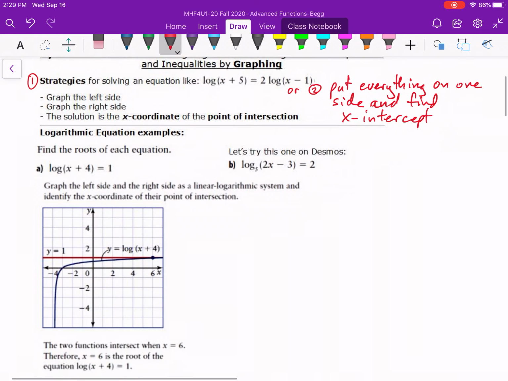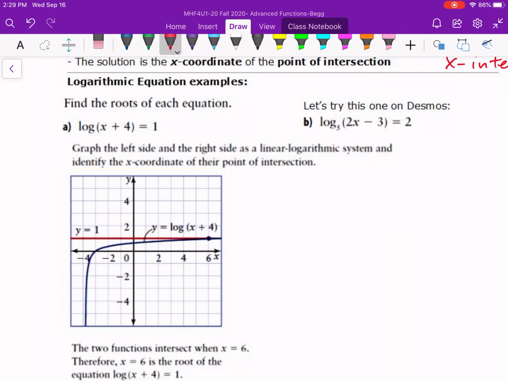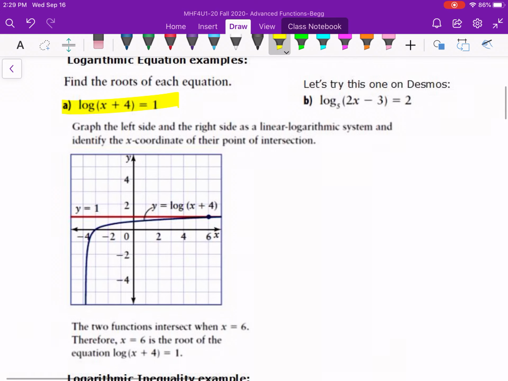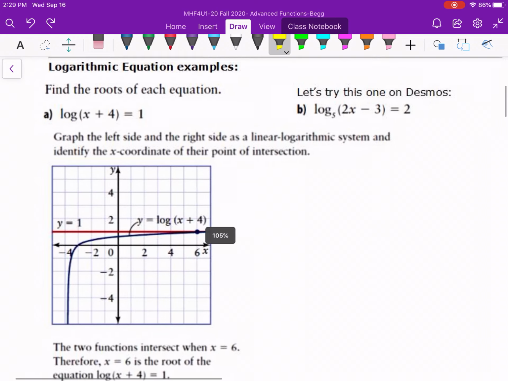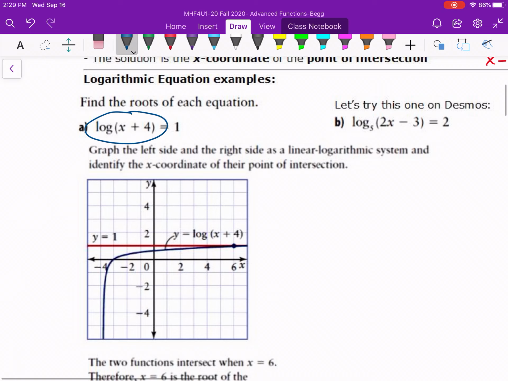So the first one's pre-graphed for us. Find the roots of each equation. So we have log(x + 4) = 1. So if I want to do them graphing each side separately, then this blue graph here is the graph of log(x + 4). And the red graph is just y = 1.